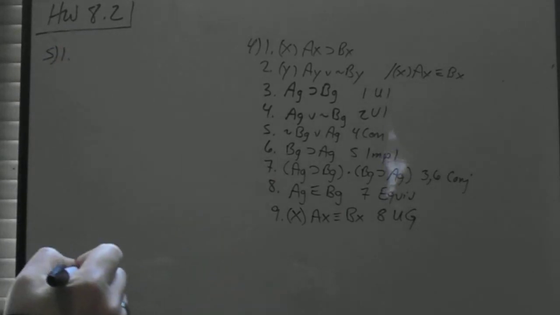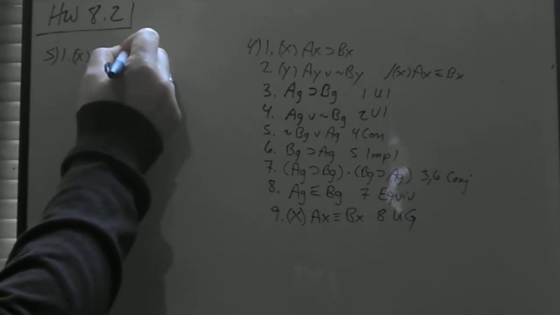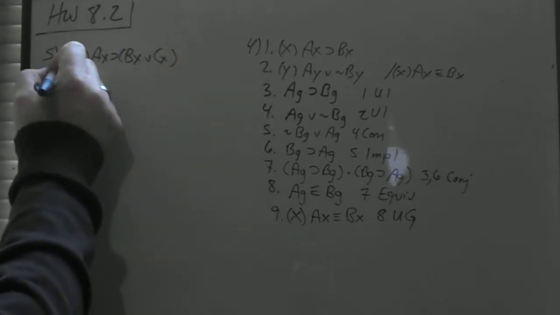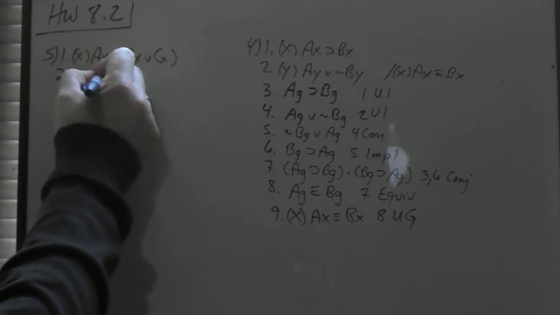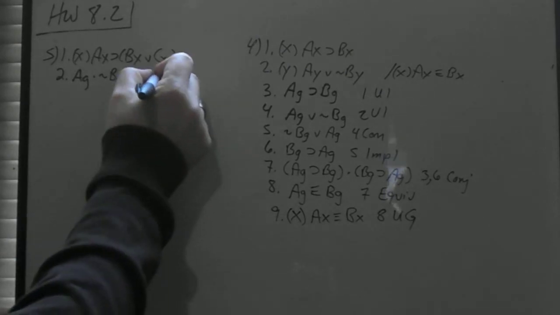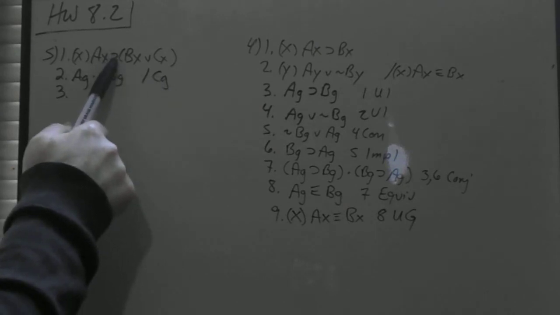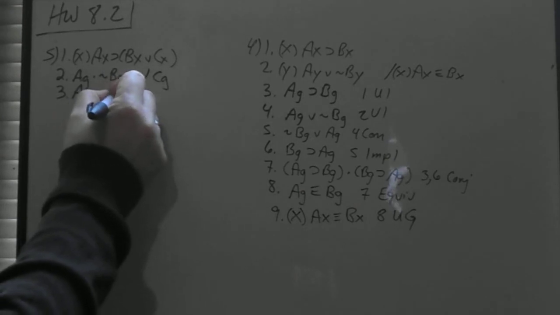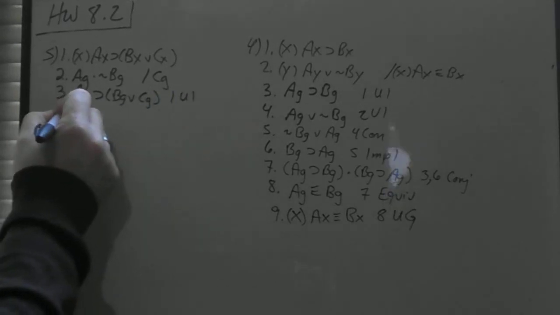Number 5, we have for all x, Ax then Bx or Cx. Line 2 is AG and not BG. Therefore, CG. All right, so with this one, since we've got G given to us there, we're going to do the instantiation based on G up here. So that becomes AG then BG or CG from line 1, universal instantiation.